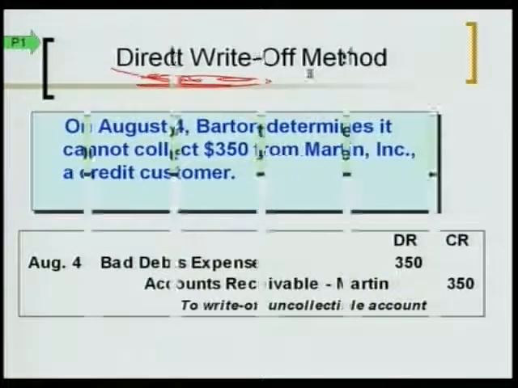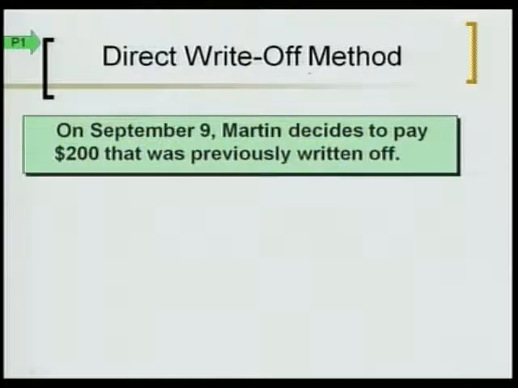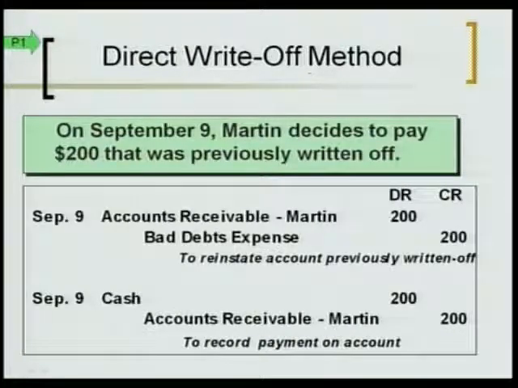Now what happens if on September 9th, a little over a month later, guess who wanders in? Martin. And he wants to pay $200 on that account that was written off. Do we tell him you can just take your cash and leave, mister? We wrote your account off. No, we're going to take his money. So we're going to reverse $200 of the previous entry: debit accounts receivable for $200 and reduce bad debt expense for $200.